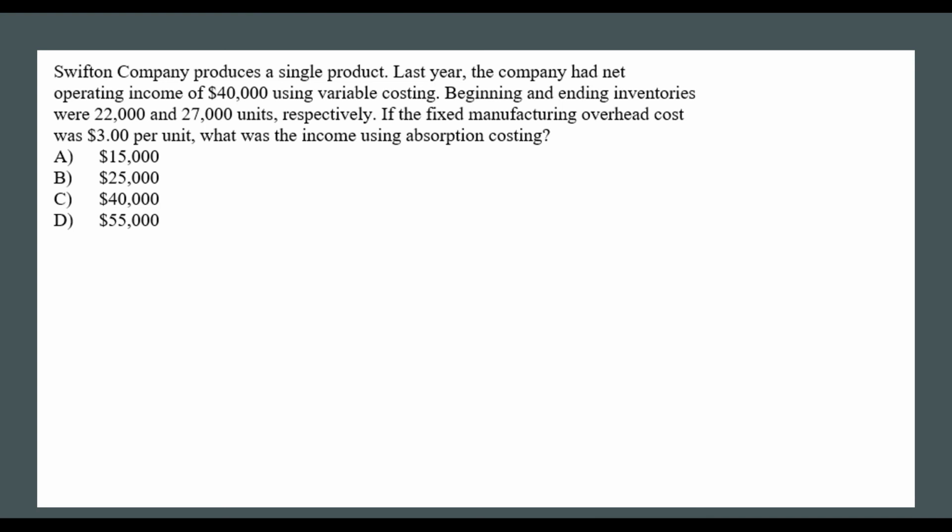Whereas with absorption costing, your manufacturing overhead cost is in the inventory. Meaning to say, we only deduct a lower cost of goods sold, making the operating income under absorption costing higher than under variable costing. So if that is the case, we can solve this one. Again, the answer here is letter D.